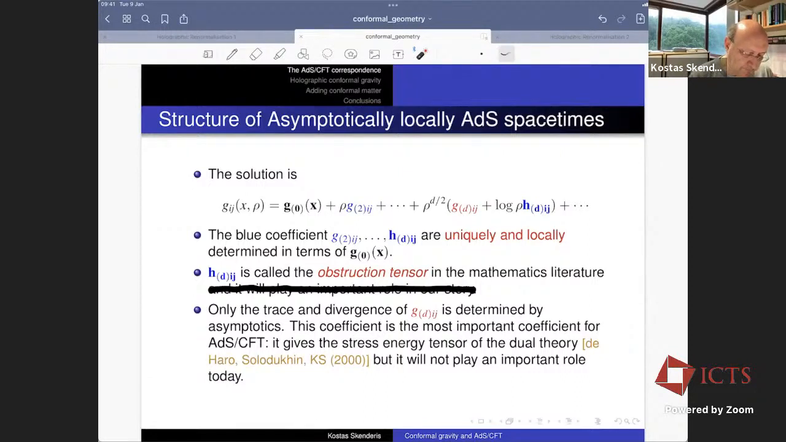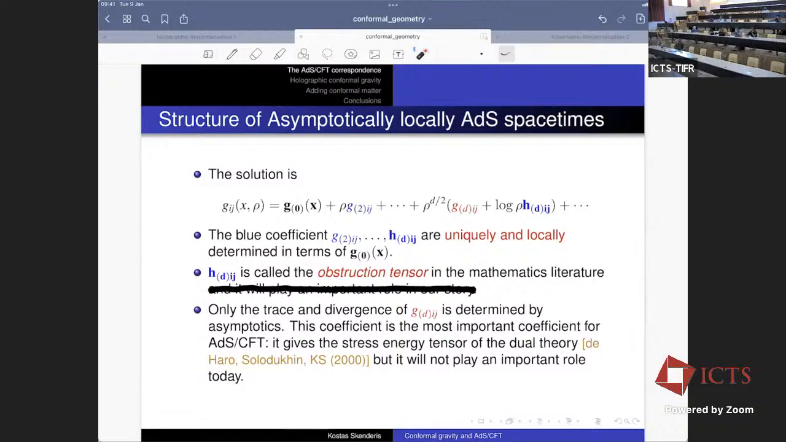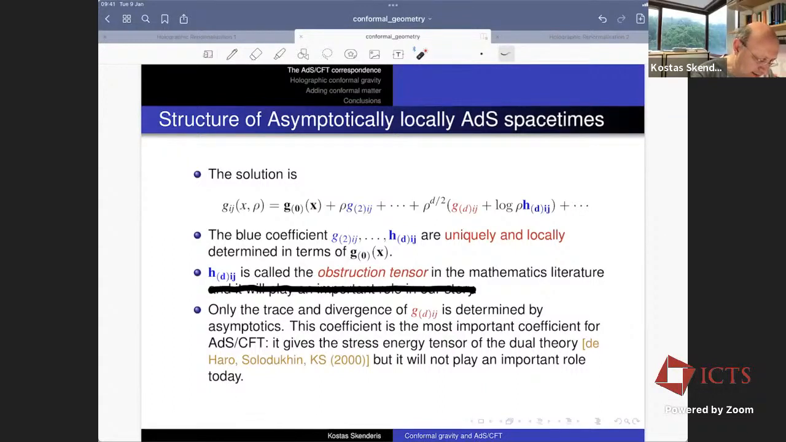And Kostas, is there a distinction between even and odd dimensions with the logs? Yes. So this is only when D is even.